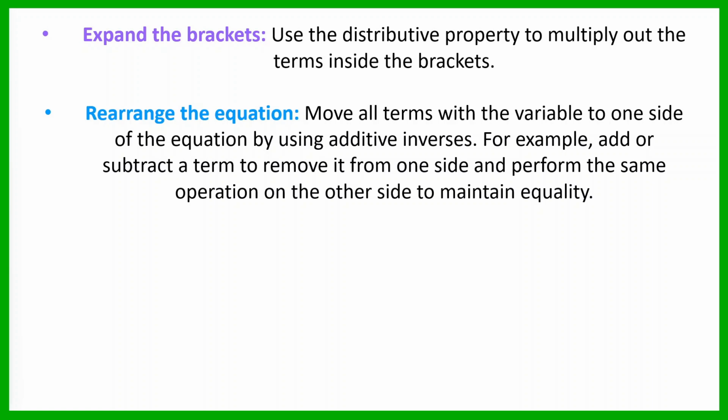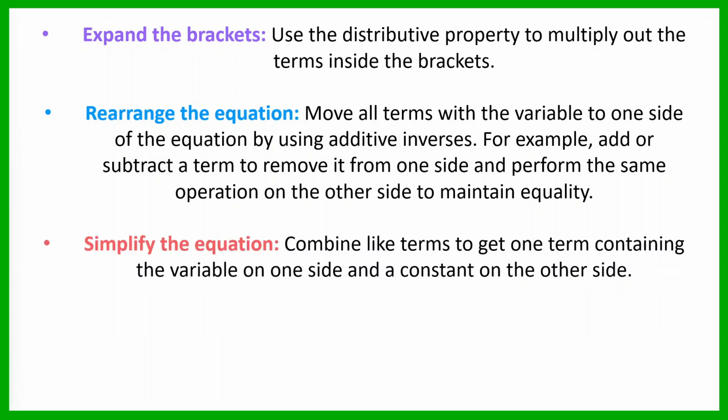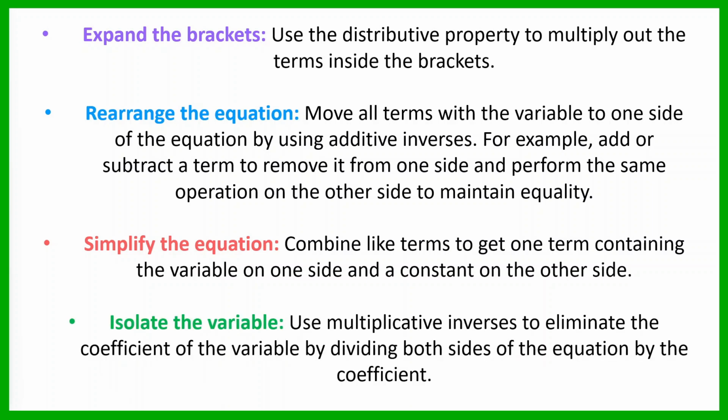So whatever you do on one side, you have to do the same thing on the other side of the equation to maintain equality. Once you've done that, you need to simplify the terms on both sides of the equation by combining the like terms so that you end up with a variable on one side equal to a constant on the other side. And then once you've done that, you need to isolate the variable. You need to get rid of its coefficient by dividing both sides of the equation by the coefficient.